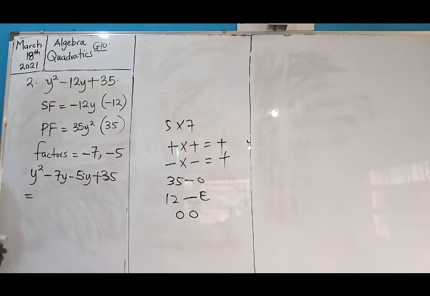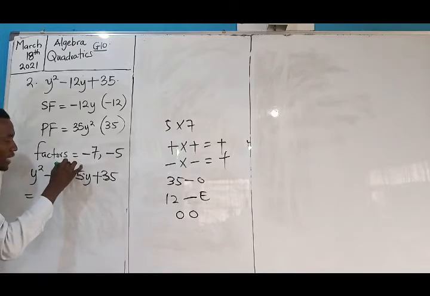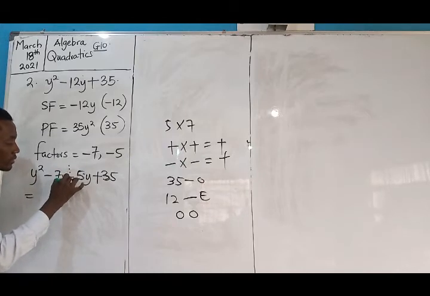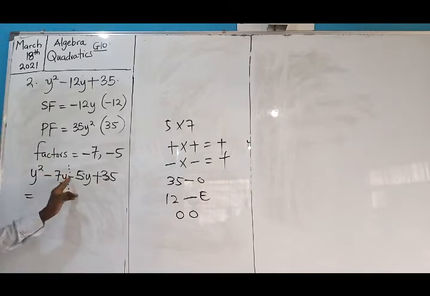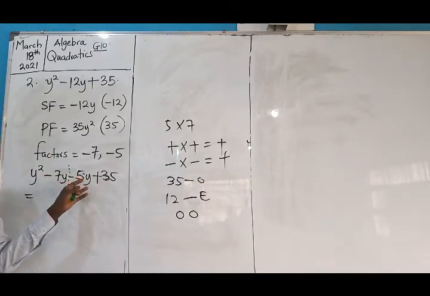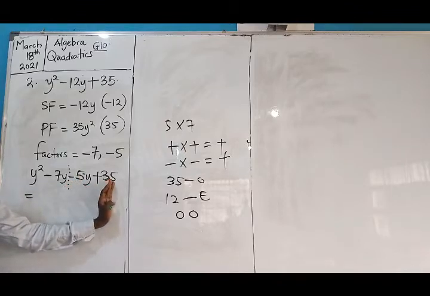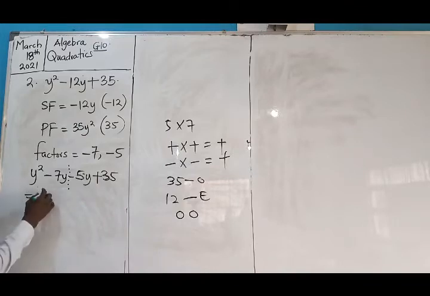Okay? So what does this give you? I will break the term. Now when you're breaking, please watch this. This negative is attached to 5, so it will be attached to this part of the factors. So you have what? y squared minus 7y. Alright, so let's finish this one now.